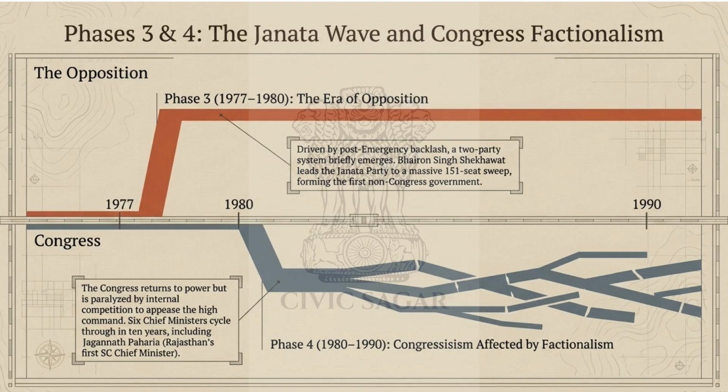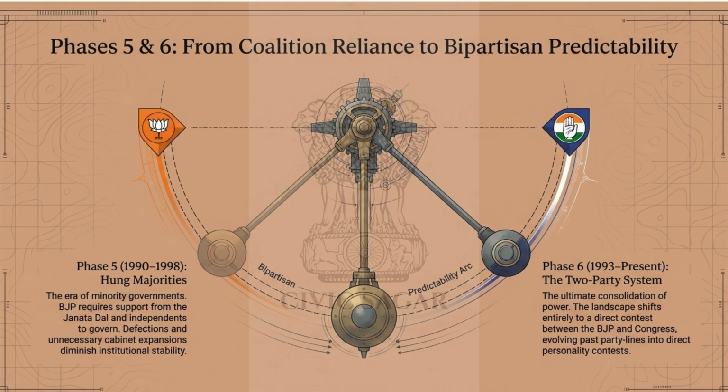In 1977, post-emergency sentiment swept through the state during Phase 3. Bhairo Singh Shekhawat led the Janata Party to a 151-seat sweep, establishing Rajasthan's first non-Congress government. While Congress regained control in 1980 during Phase 4, internal rivalry stalled progress. 6 chief ministers rotated through office over 10 years, including Jagannath Pahadia, the state's first chief minister from a scheduled caste background. By Phase 5 in the 1990s, minority rule took hold.